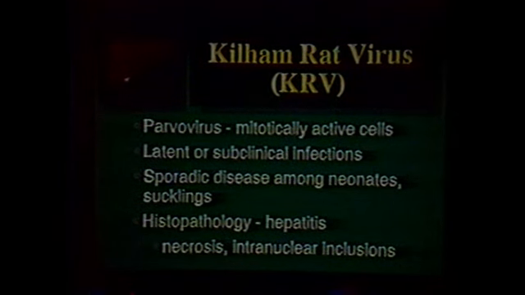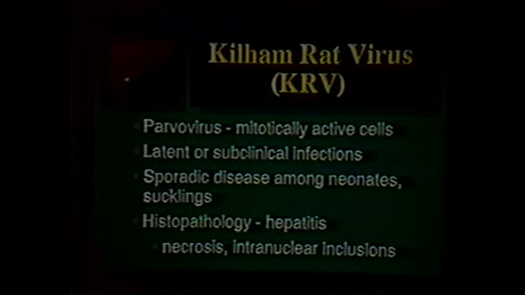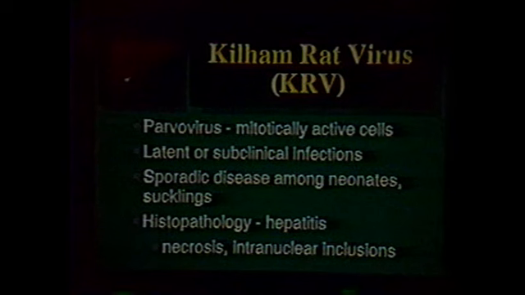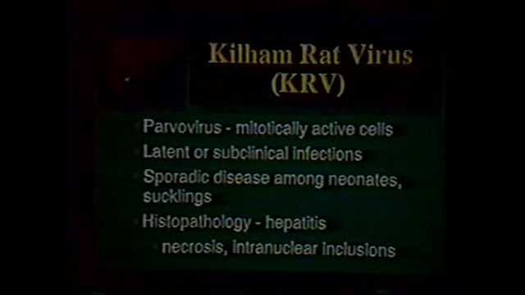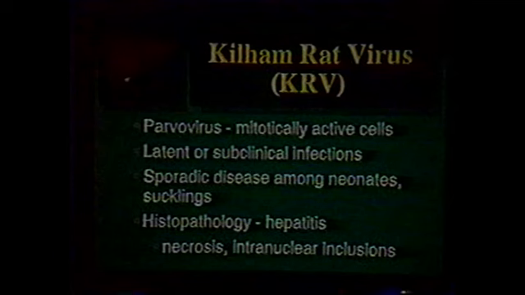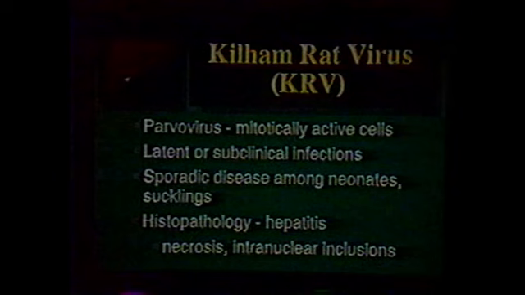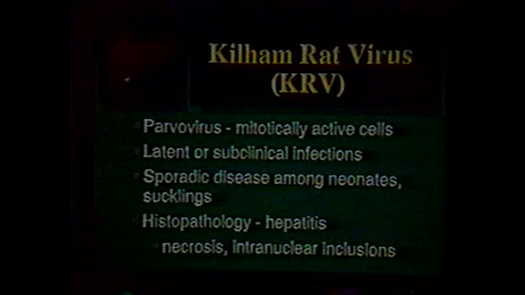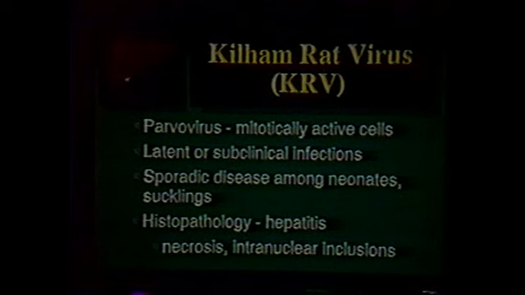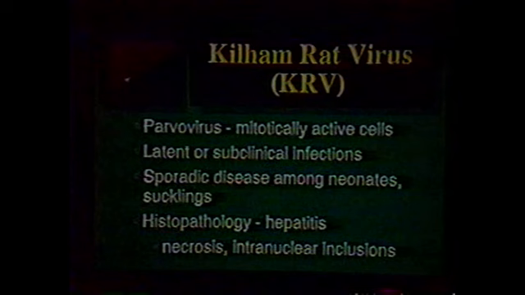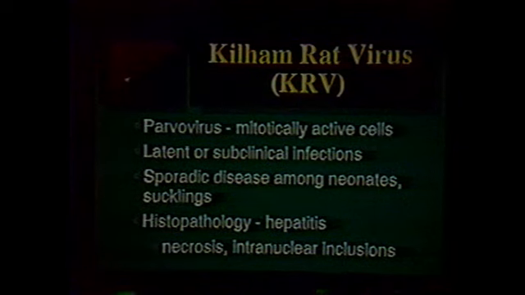The typical response, again, tends to be a latent disease with subclinical infection. There may be sporadic disease among neonates and sucklings. Because it's a parvovirus, like all parvoviruses, it has a predilection for rapidly proliferating cells. And so we tend to see the lesion expression in organs and tissues in which there is rapid turnover. One of these organs in neonates is the liver, hence why we see parvoviral hepatitis in the rat liver.